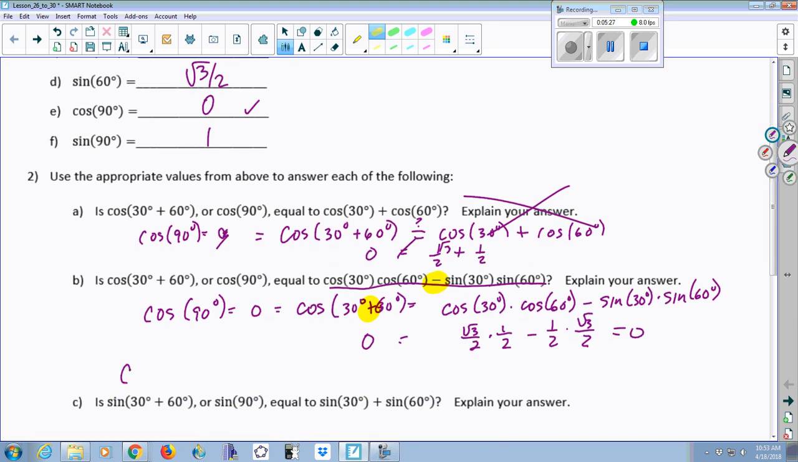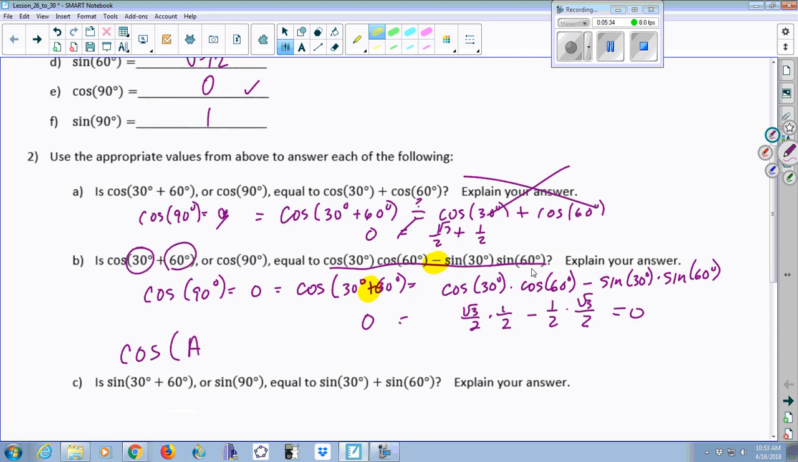If we have the cosine of two angles, let's call this angle A and this angle B. So it's the cosine of the sum of two angles. If we have the cosine of the sum of two angles, it's the product of the cosines of each angle. Then we change our sign from plus to minus. That's the big change with cosine. And then it's sine's turn with each one.